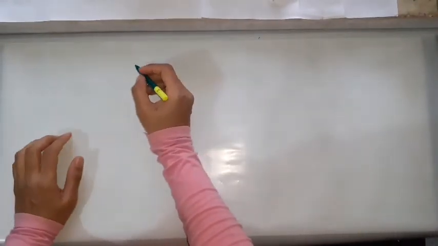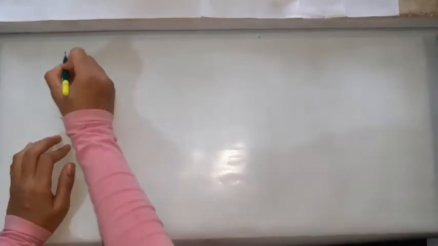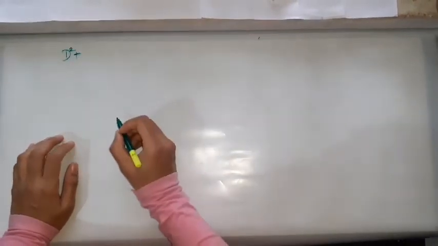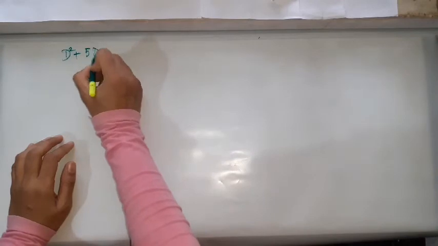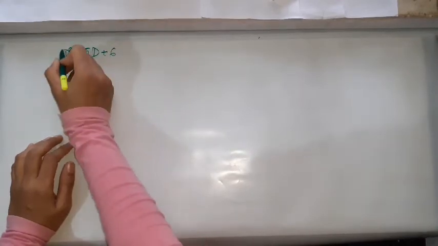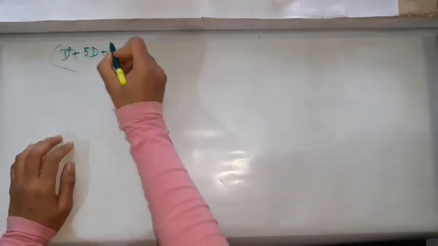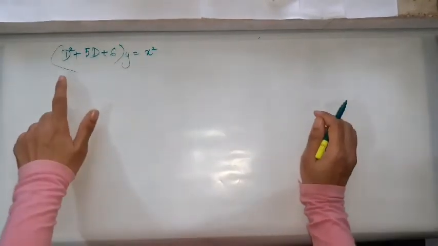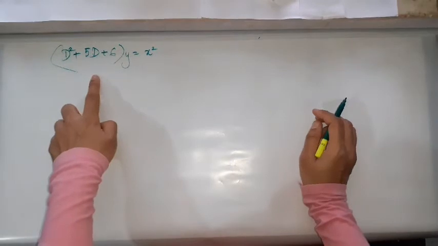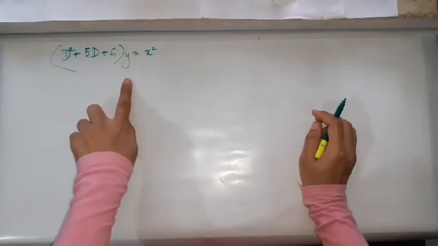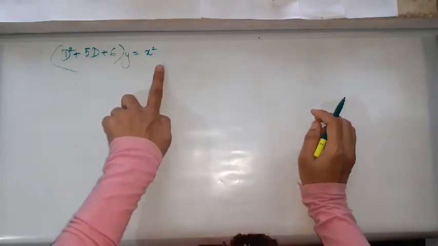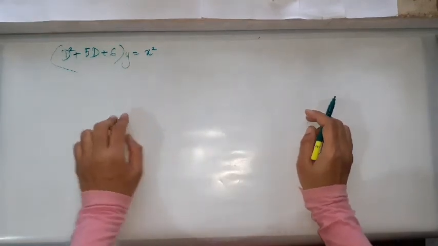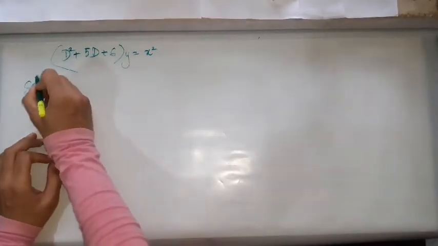Let us solve one more problem of this type, that is (D square plus 5D plus 6) of y is equal to x square. Is it clear to everyone? (D square plus 5D plus 6) of y is equal to x square. Now let us start with the solution.